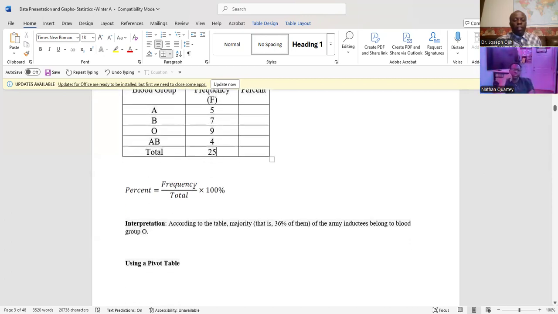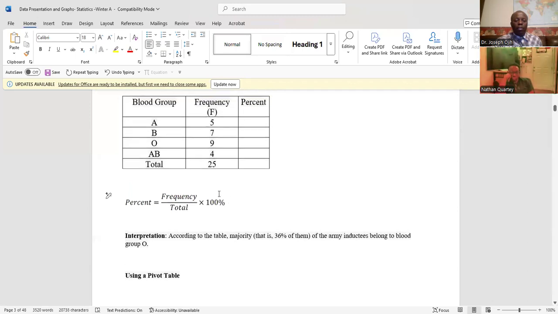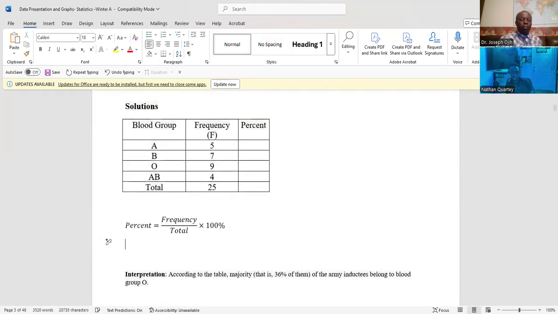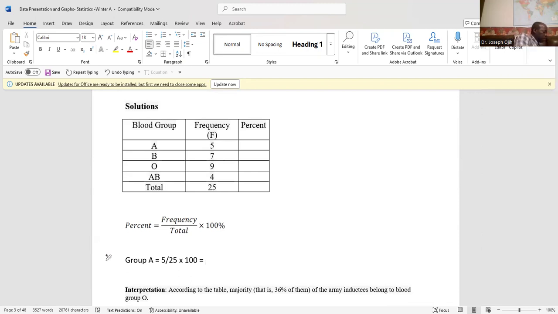Of course, this is the formula for finding the percent. You divide by total and multiply by 100. For example, the first one, group A, how many of them? You have 5 of them. So 5 out of 25 times 100. And that will give you the percent for that group.